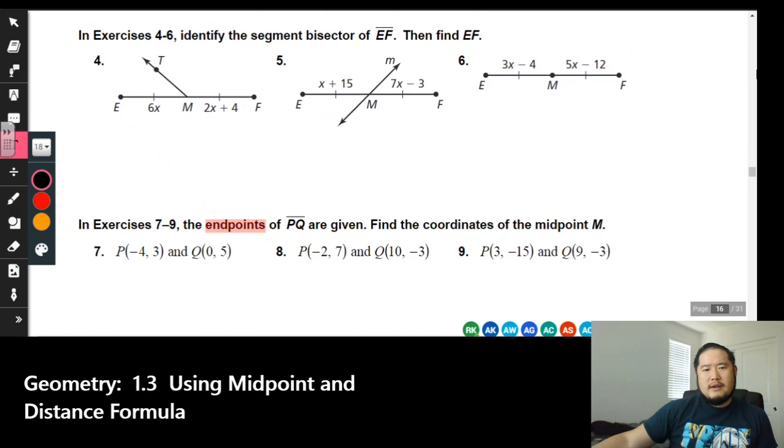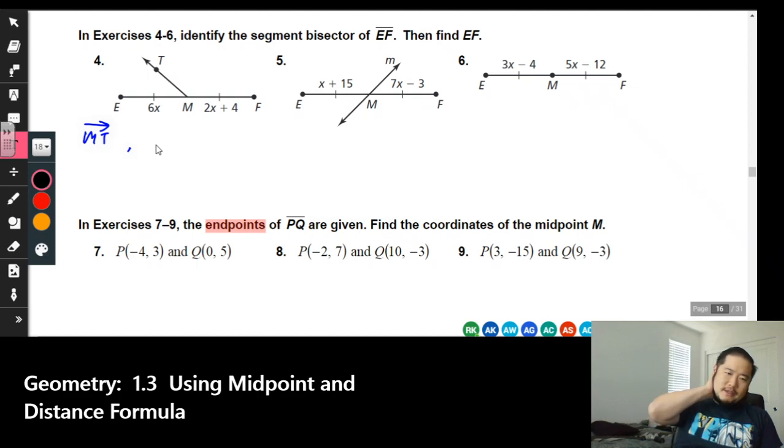They're saying identify the segment bisector of segment EF, then find EF. So it looks like there's going to be some equations you're going to need to make. The segment bisector of E to F right there happens to be another ray. So we've got ray MT. Okay, there's our segment bisector. And in order for us to find E to F, think about your segment addition postulate. Sometimes we may take the 2 different parts and add them up to get the whole thing. The problem with this is that I don't know what EM and FM are. But what I do know is that they are congruent segments, meaning that they are equal.